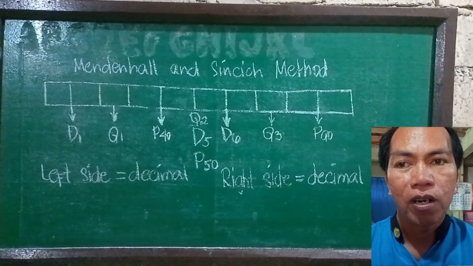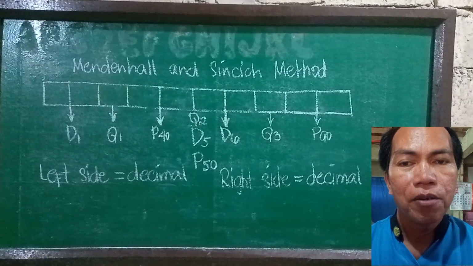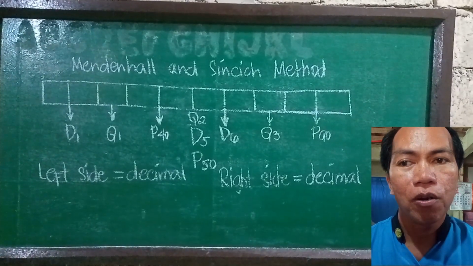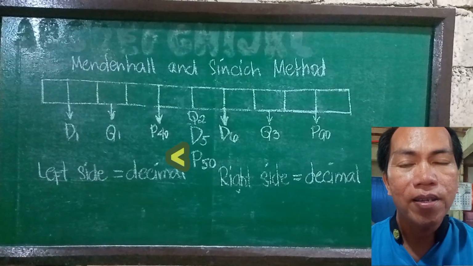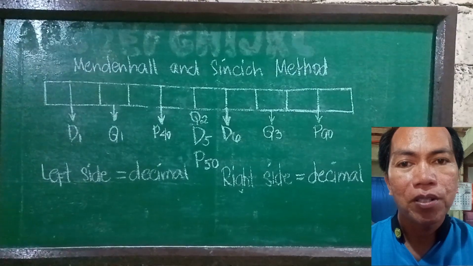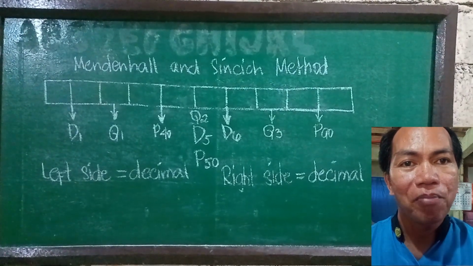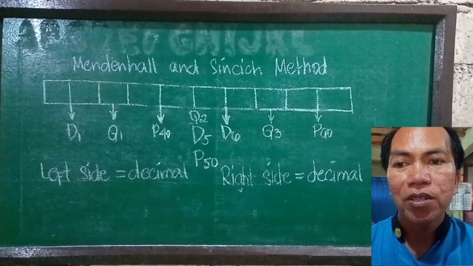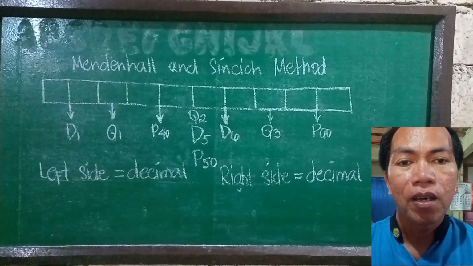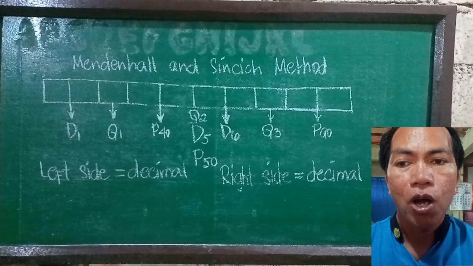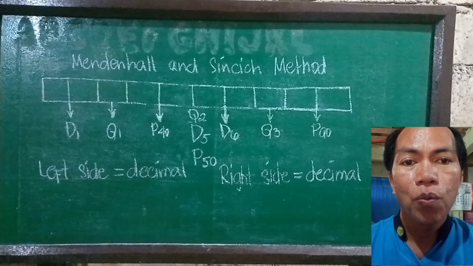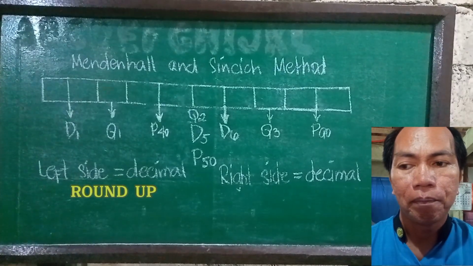Looking at the figure, we notice that the possession of decile 1, quartile 1, percentile 40, all of those scores are less than 50%. If we're looking for the measures of possession which is less than 50%, and those scores are located at the left side of the data, if the value of the possession we have computed has a decimal in it, we will round up the number.